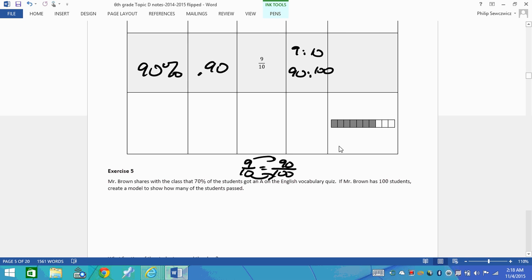So the last one here, they're giving us a picture. We've got 10 boxes, and 7 of them have been shaded. So 7 out of the 10. I want to write that out there. But we realize, wait a second, it's got to be out of 100. So what are you going to multiply by? Yep, you're going to multiply by 10.